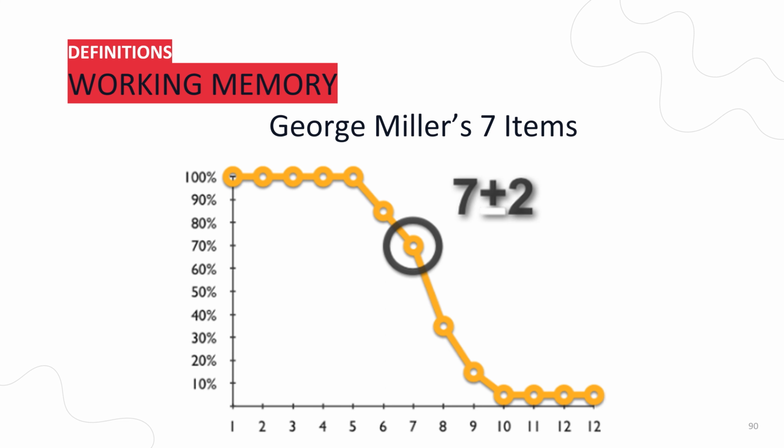As you can see in this figure, 100% of people can hold at least 5 items in mind. 70% can hold 7, and only about 15% can hold 9. So George Miller figured that the working memory capacity for humans is 7 plus or minus 2.